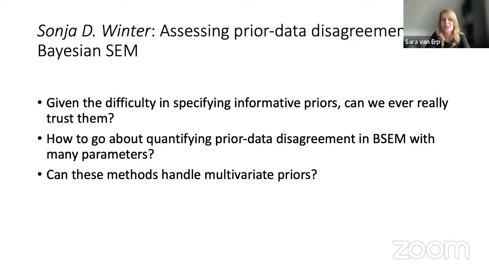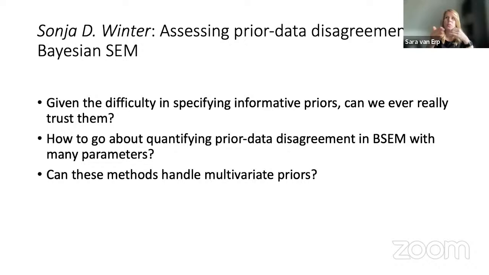And then the second question is more of a practical nature, and I think you touched upon this. Especially in Bayesian SEM, where you have a lot of different parameters, how do you go about quantifying this prior data disagreement in a feasible way? Again, for practical users. Is there software available for these different measures that you mentioned? And would it even be needed to look into the prior data disagreement for all of the parameters in your model? Or could you say, I'm only focusing on this parameter, the structural regression coefficient, where I've used this very informative prior, for example?